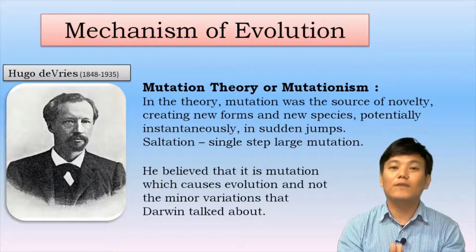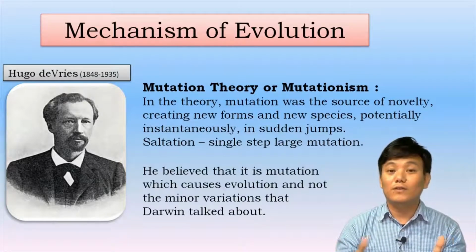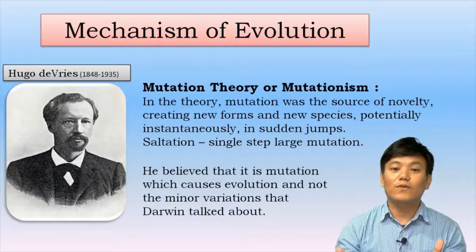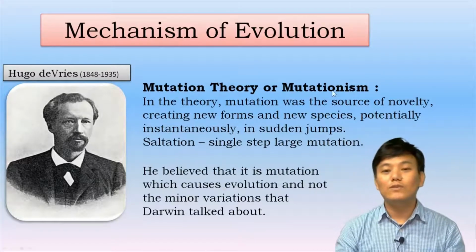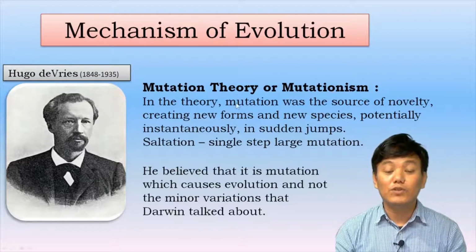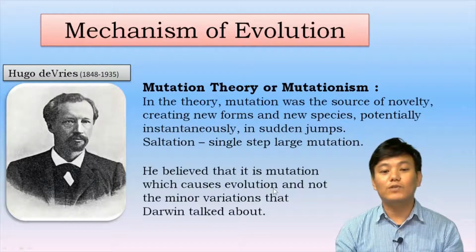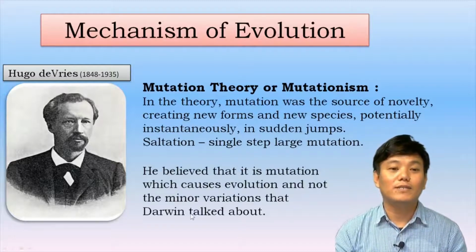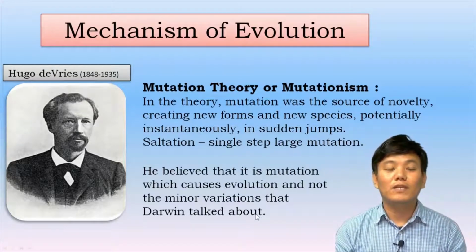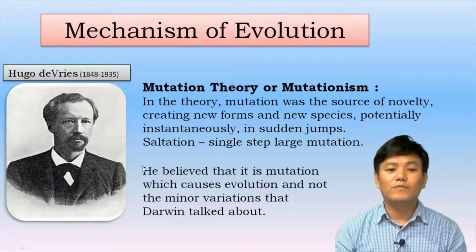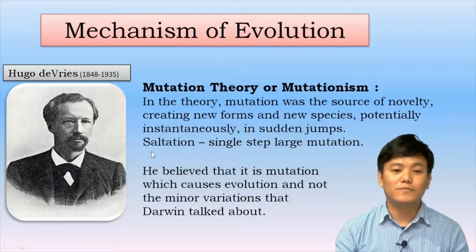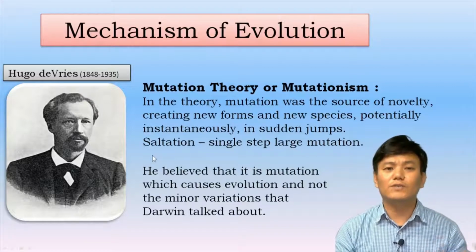If the organism has a longer lifespan, it will take millions of years for a new species to arise. So in mutation theory, he believed that it is mutation which causes evolution, and not the minor variations that Darwin talked about. But later on, this mutation theory was also discredited, and when people studied population genetics, things started to become more clear.